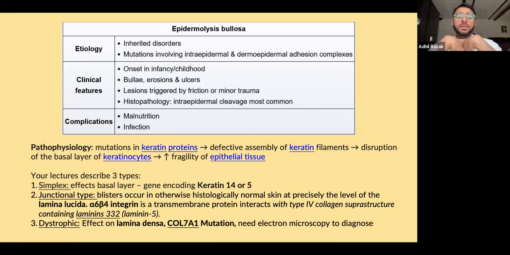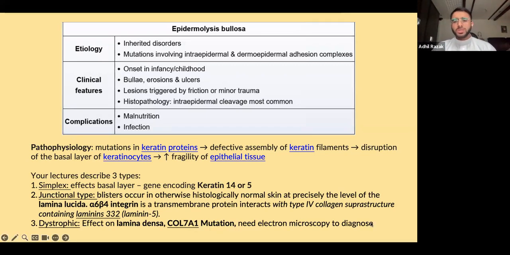So yeah, but the third one, and possibly the worst one, it affects the lamina densa. And I guess you can remember this by thinking that lamina densa sounds dense, serious. So dystrophic is the worst one. So maybe make that connection. And the mutation is in COL7A1.